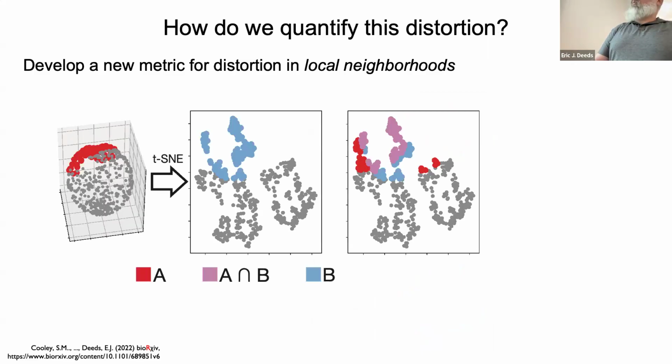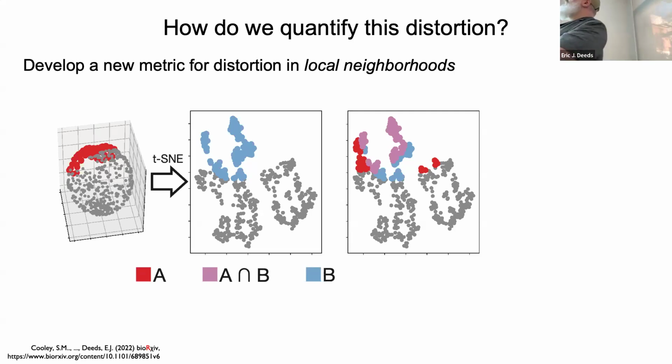So what we did originally was develop a metric for quantifying how much this sort of cutting is influencing these pictures that we look at. Here's a simple example of a sphere that we're reducing to 2 dimensions using t-SNE. On the far left side, we have a single point, and we've colored all of its 100 nearest neighbors red, right? So those are the original near neighbors of the point.